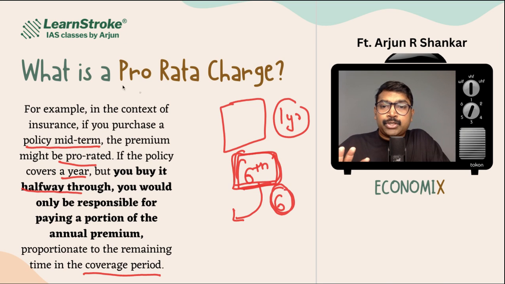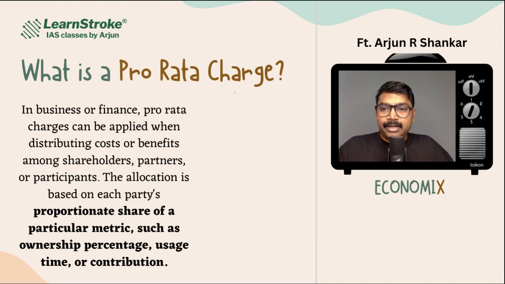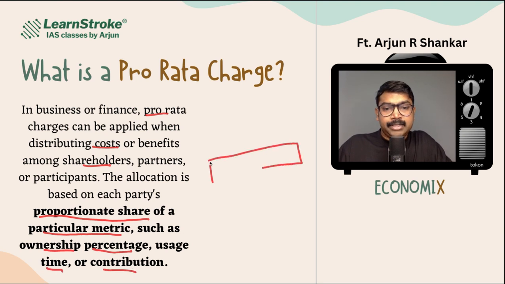So this is what is called a pro rata charge, and please remember it. Whatever you use is actually what is charged. I think this is very clear. And even in business or finance, pro rata charges can be applied when distributing cost or benefits among shareholders, partners, or participants. The allocation is based on each party's proportionate share of a particular metric, such as ownership percentage, usage, time, or contribution. So remember the 100% scale.